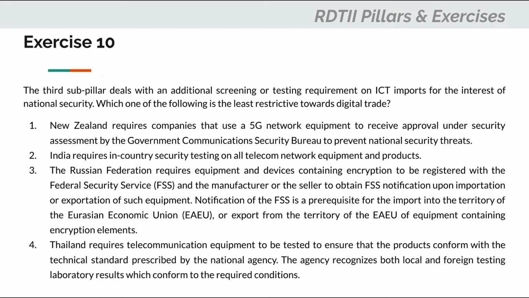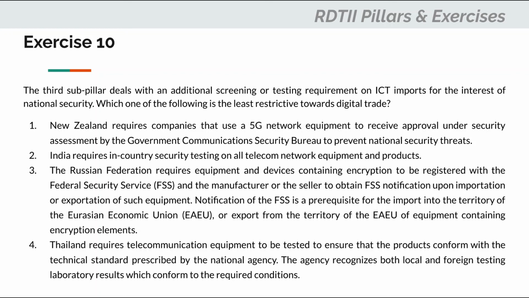First, New Zealand requires companies that use 5G network equipment to receive approval under security assessment by the Government Communications Security Bureau to prevent national security threats. Second, India requires in-country security testing on all telecom network equipment and products.